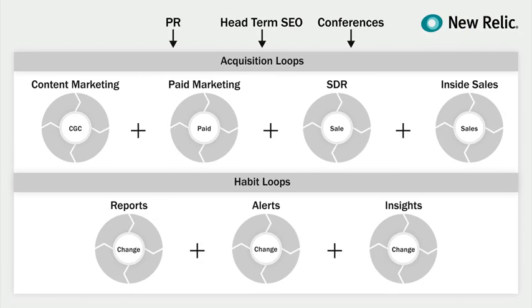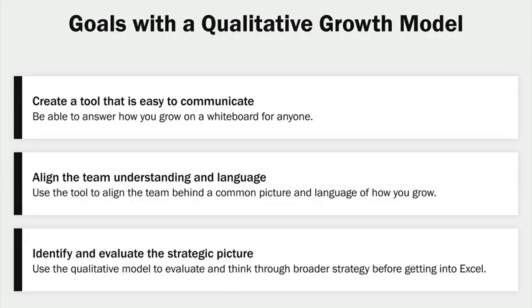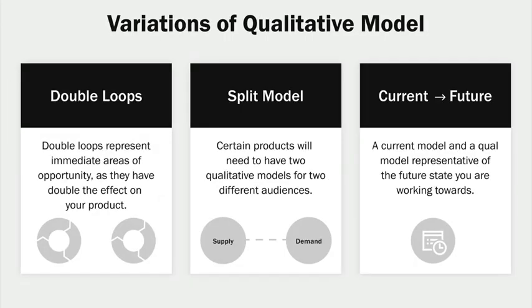The goal with these qualitative growth models, once again, is to have a tool that's really easy to communicate, that aligns the team understanding and language about how the product grows, as well as help identify and evaluate the strategic picture. What we want to talk about now are 3 variations of the qualitative growth model and other important factors: double loops, split models, as well as current and future qualitative growth models.